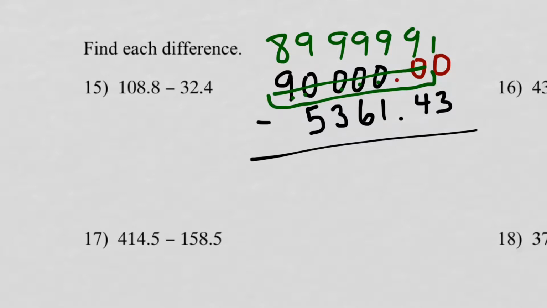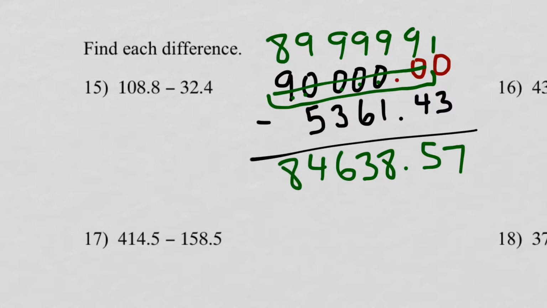So 10 minus 3 makes 7. 9 minus 4 makes 5. 9 minus 1 makes 8. 9 take 6 is 3. 9 minus 3, 6. 9 minus 5, 4. And 8 has nothing to subtract from. And that's the result. And I think based on some quick estimation, 90,000 minus about 5,000, we get an answer close to about 85,000. Looks like we've done our work correctly, unless we've made an arithmetic mistake somewhere in there.